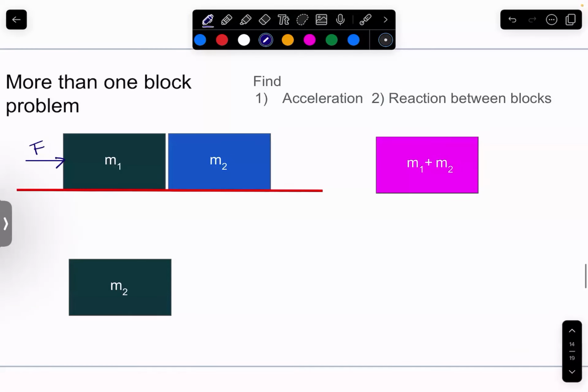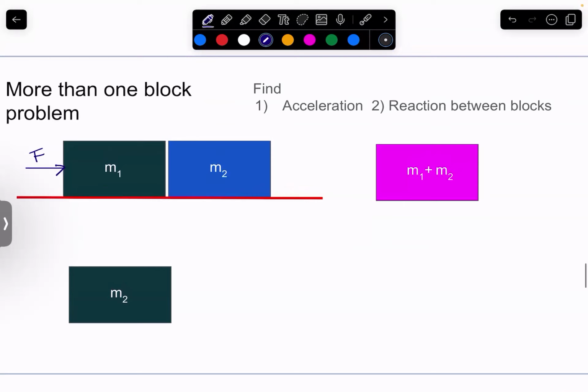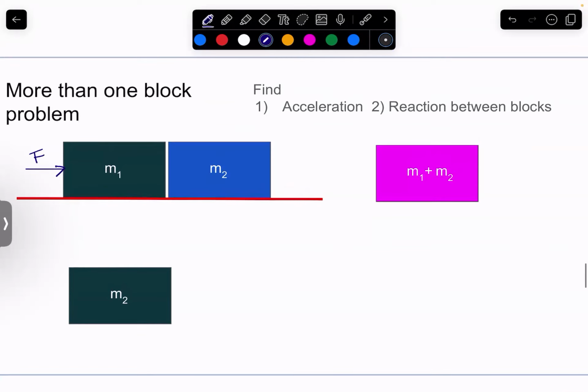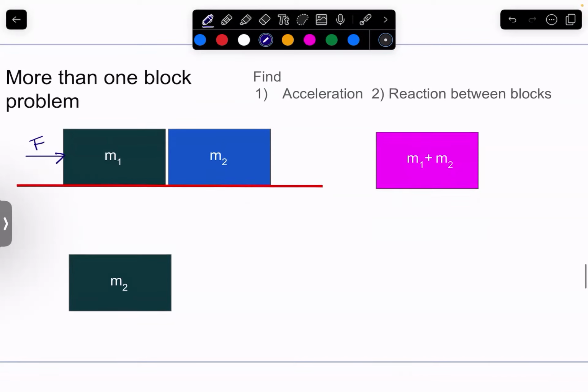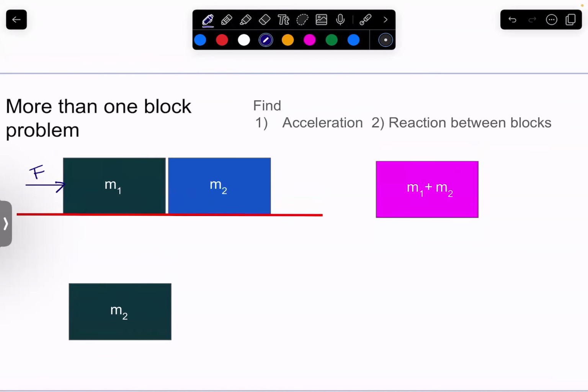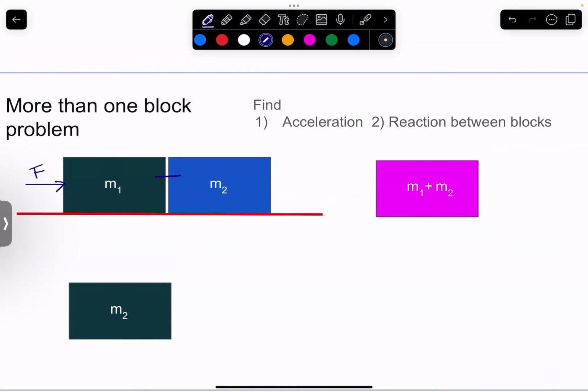So now the next question is the more than one block problem. How to find the forces acting on 2 blocks or 3 blocks or 4 blocks? How to calculate the reaction forces between these 2 blocks, or the acceleration of this entire body?